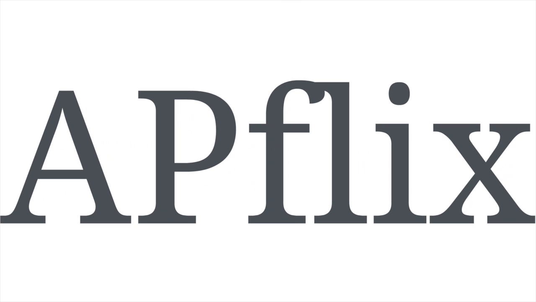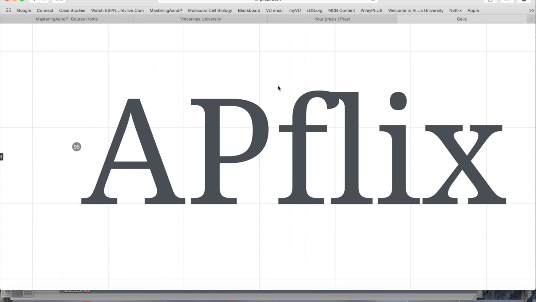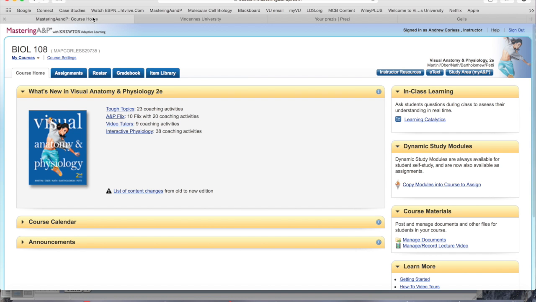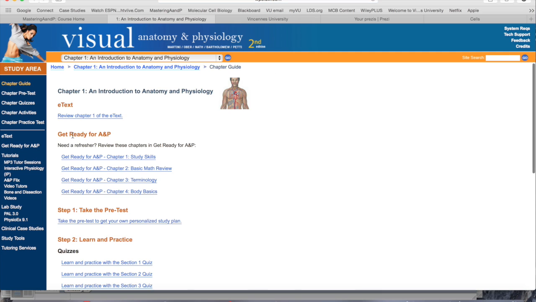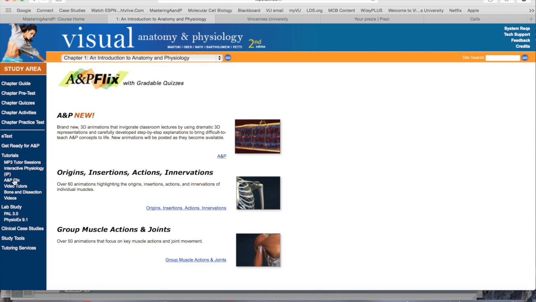Okay, so that movie is a good overview of DNA replication. There's also a movie, again from the Master AMP site, AMP Flicks.